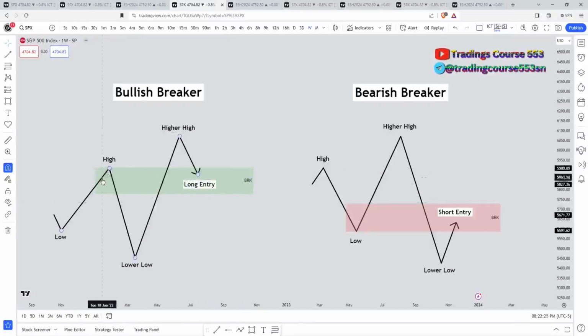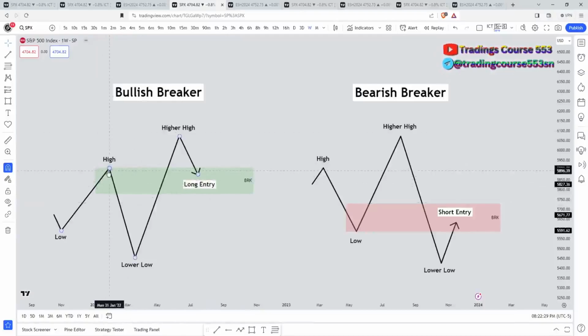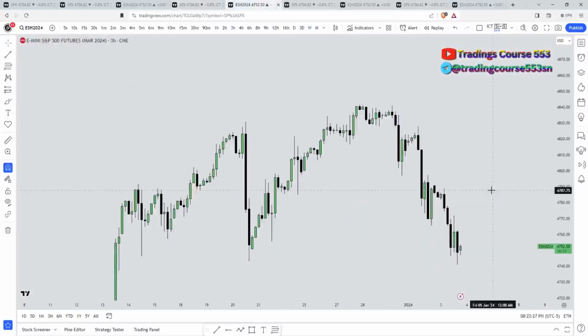In the bullish example, we're looking for an up close candle or consecutive up close candles in the price leg that makes the high. In the bearish breaker, we're looking for a down close candle or consecutive down close candles in the price leg that makes a low. So now let's take a look at a real chart example.